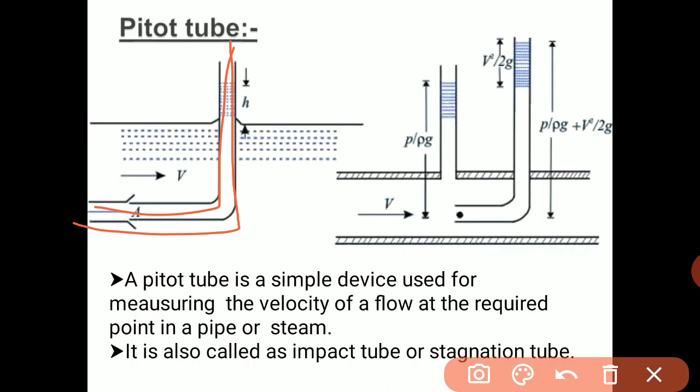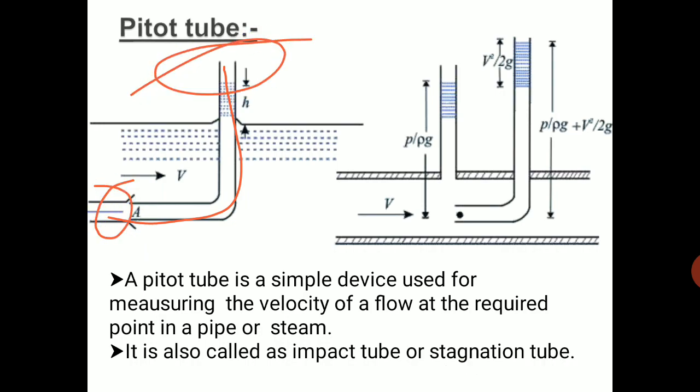It is in the simple form. Pitot tube consists of a transparent glass tube bent through 90 degree with the ends unsealed. Okay, so this is a glass tube bent in 90 degree and both ends are unsealed, both ends are open. Diameter of a tube is large enough to neglect the capillary effects.